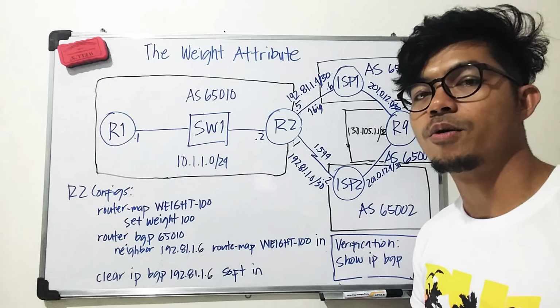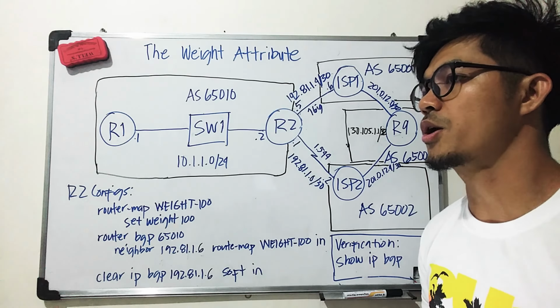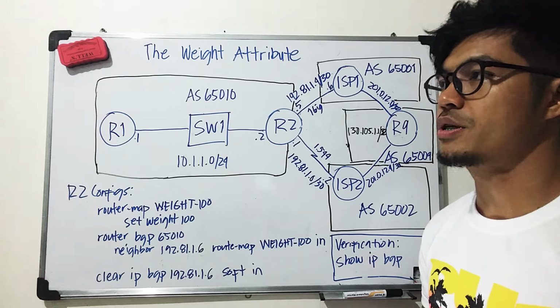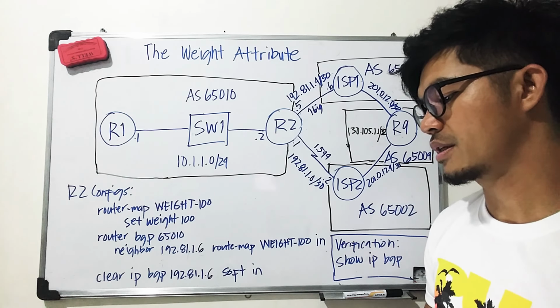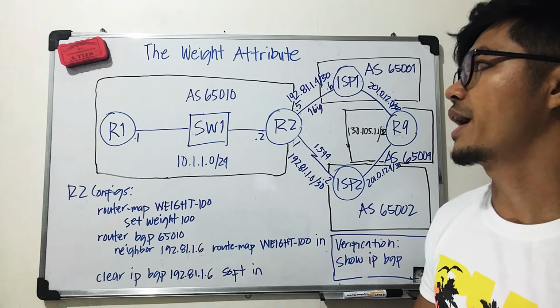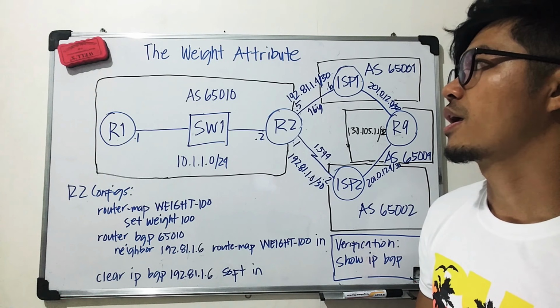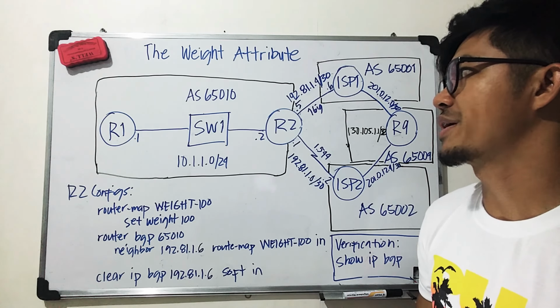So in the next video, I would probably talk about local pref, which is a BGP attribute that can be used by other vendors, not unlike weight, which, like I said earlier, can only be used with Cisco devices.